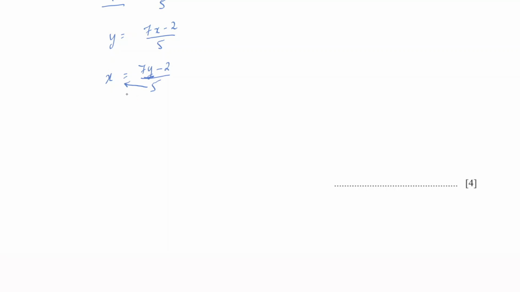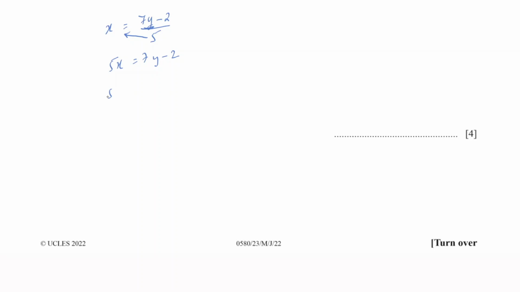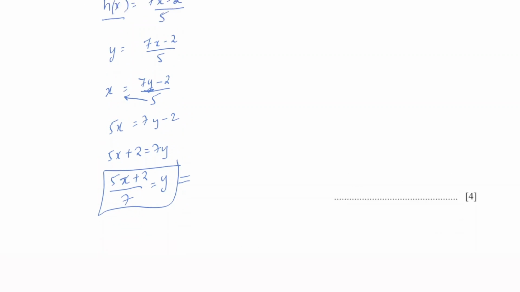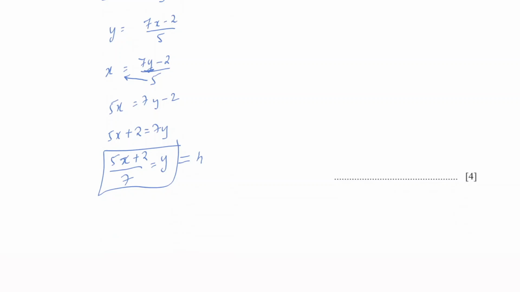So first let's cross multiply. This becomes 5x equals 7y minus 2. This 2 goes to the left side because I just want the value of y. So 5x plus 2 equals 7y. So we keep only the value of y: 5x plus 2 divided by 7 is equal to y, and this is also equal to h inverse of x.